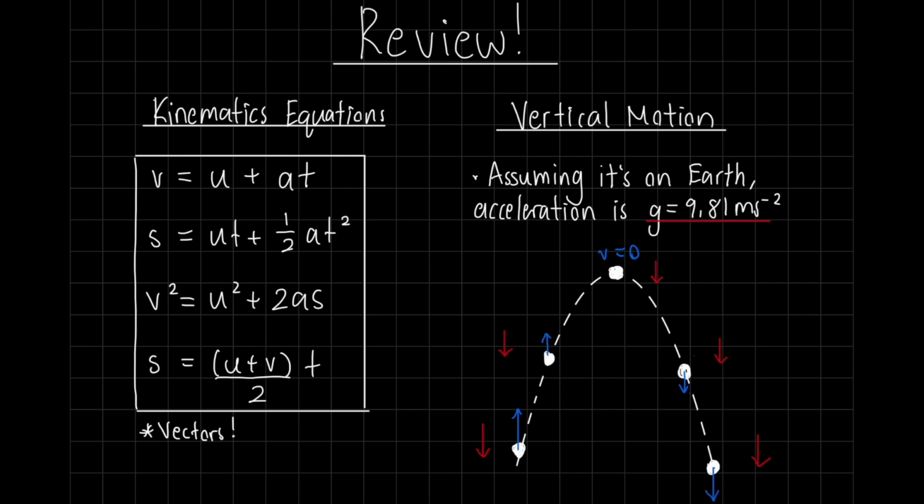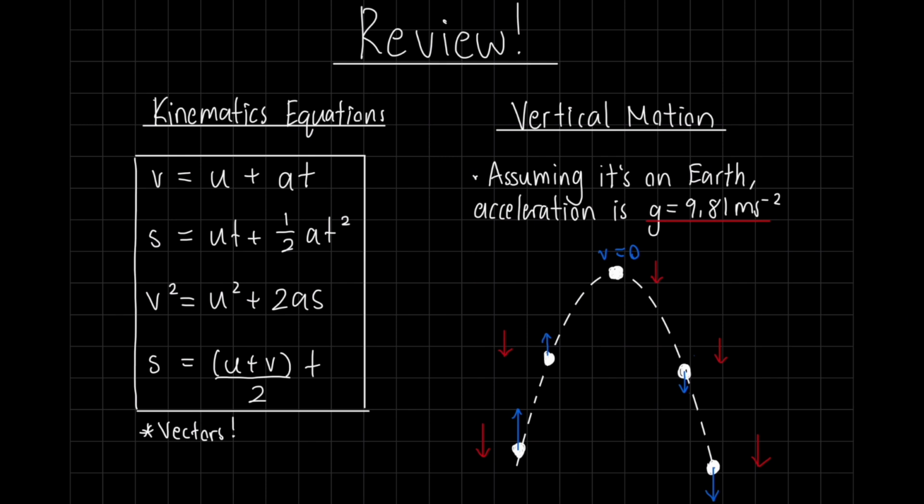Alright, first let's go over the basic knowledge you need to know before you tackle 2D projectile motions. First of all, you need to understand the kinematics equations, which is what I've written down below. You need to understand what all these symbols mean, and you need to understand the fact that because these are vectors, we need to allocate them positive and negative directions. Additionally, you need to understand some basic knowledge of vertical motion.